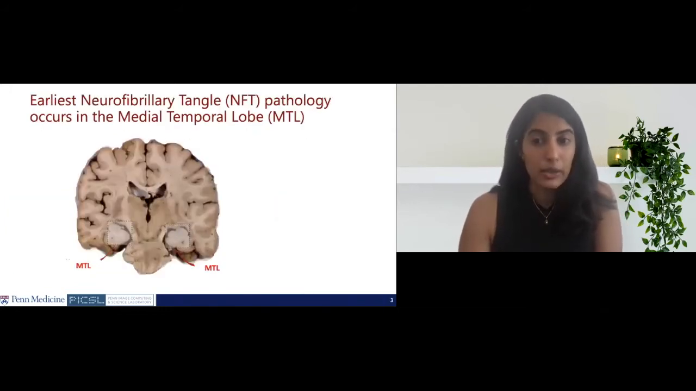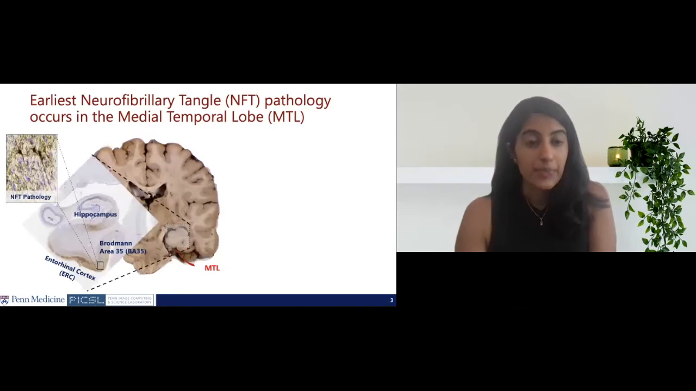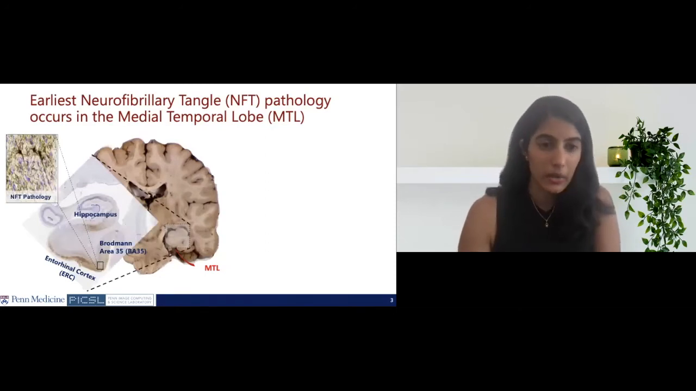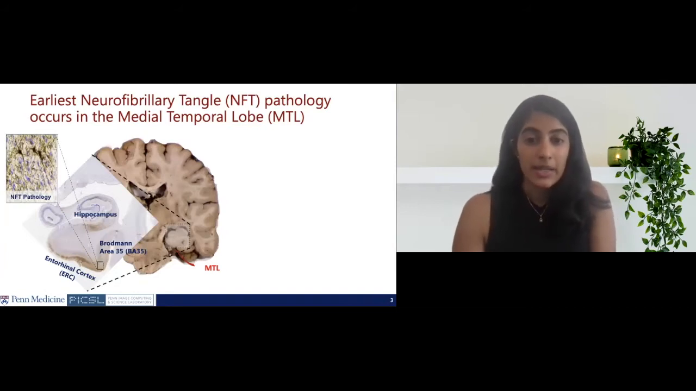The medial temporal lobe is the part of the brain that's damaged the earliest and most severely in Alzheimer's. The MTL can be divided into several subregions. Here I've shown the hippocampus, the entorhinal cortex, and Brodmann area 35. The hippocampus has been very well studied in AD.